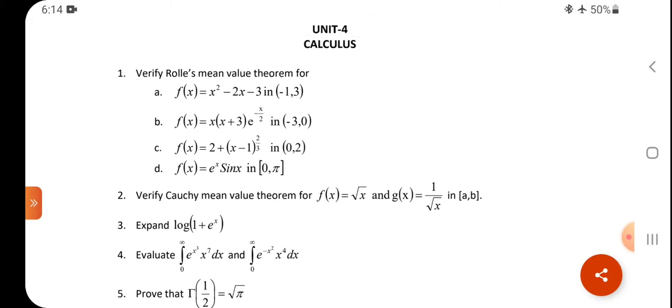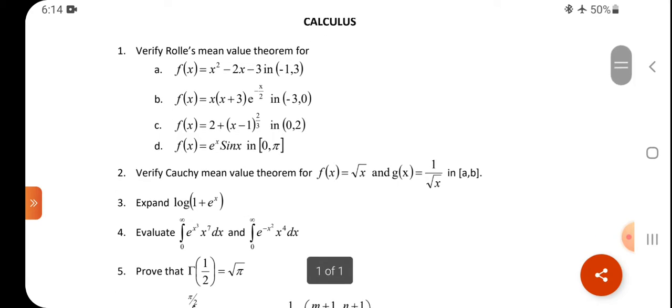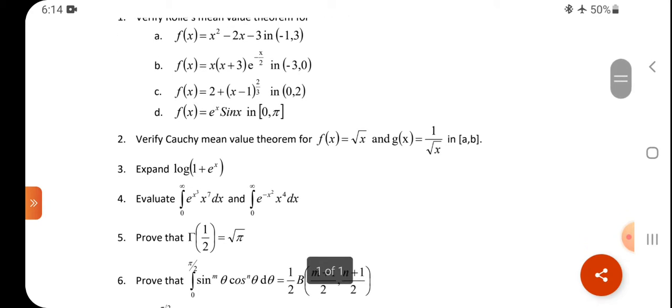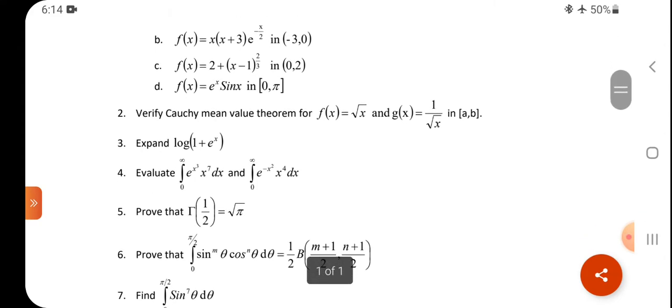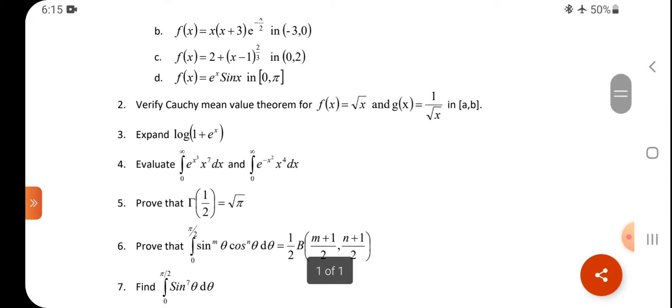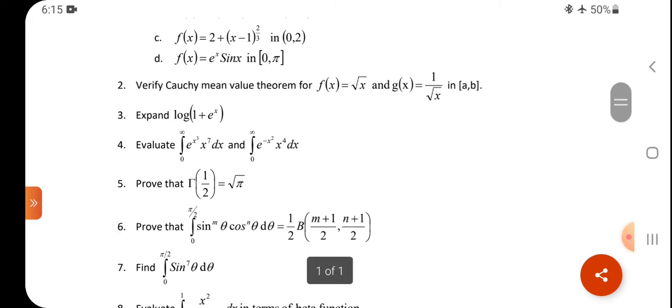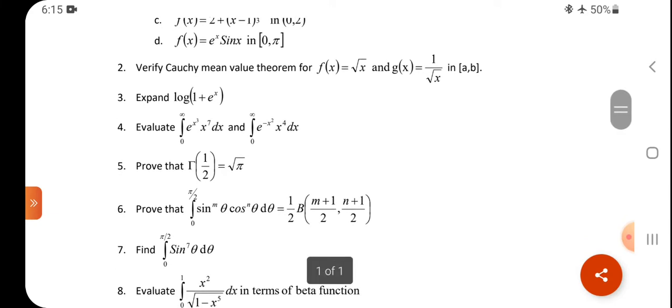First one is related to Rolle's mean value theorem. 4 bits are available here. These are the most important questions related to the final examinations. Second one, Cauchy mean value theorem. And third one, you are just expanding. It is totally no point is given, so indirectly you are using Maclaurin series.